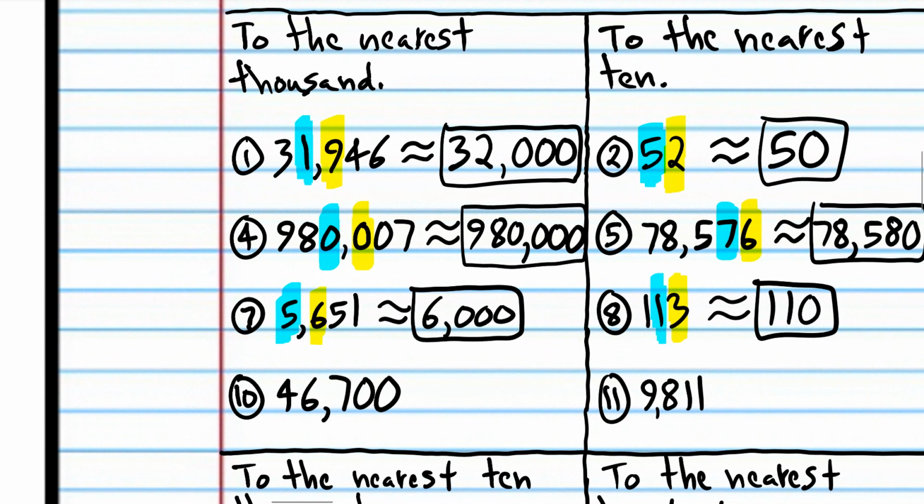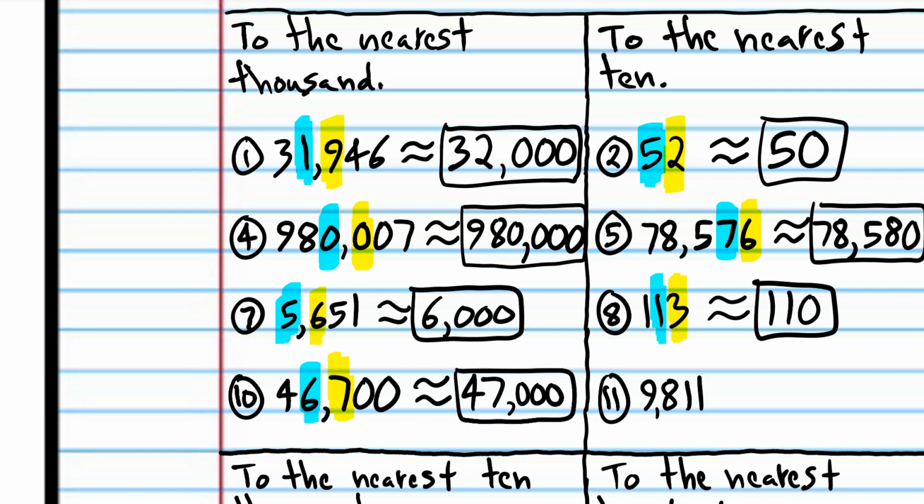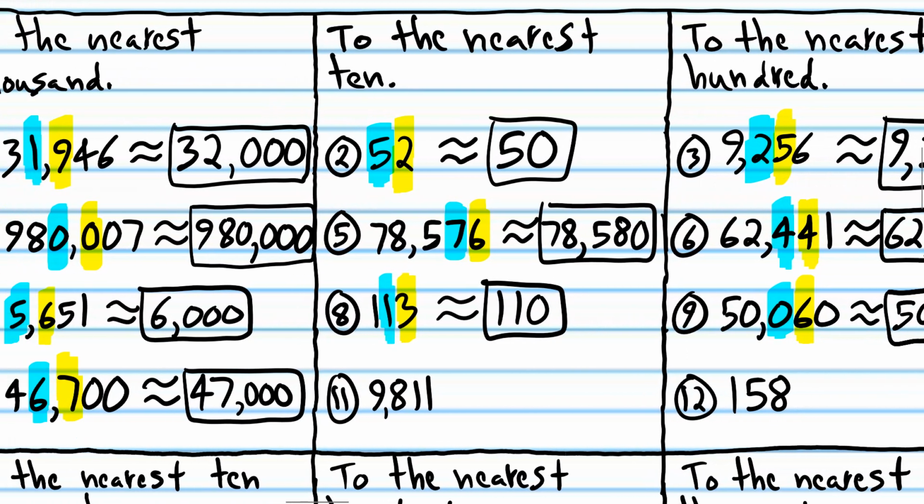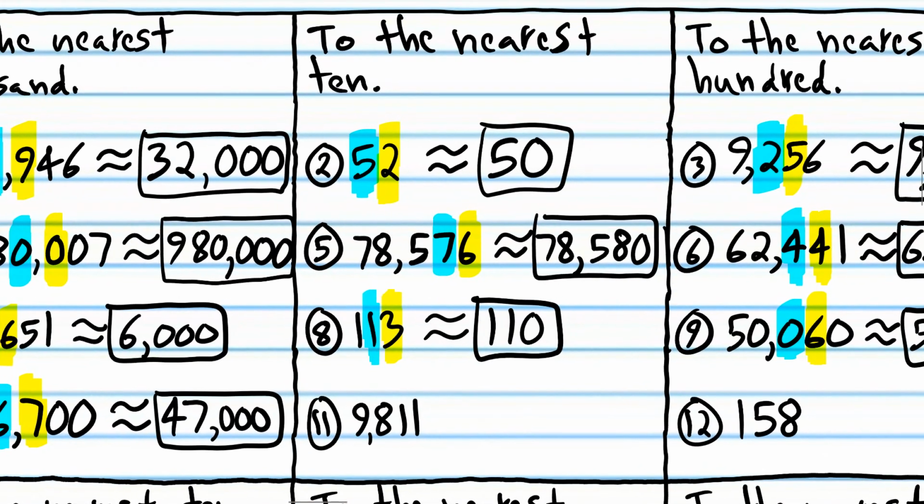All right, we're back. The thousands place is here. Look to the number to the right of the thousands place, and the 7 tells us to round up. And 7 falls in the category of 5 or above, so we make the 6, the blue number, go up 1. And all the other numbers become 0. So if you got 47,000, good job. Try number 11, and when you come back, we'll do it together.